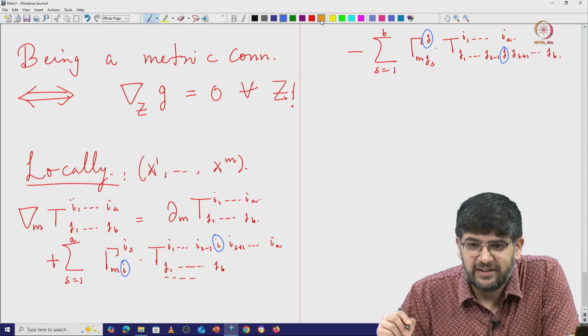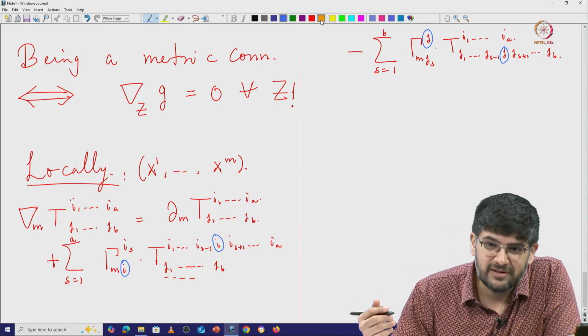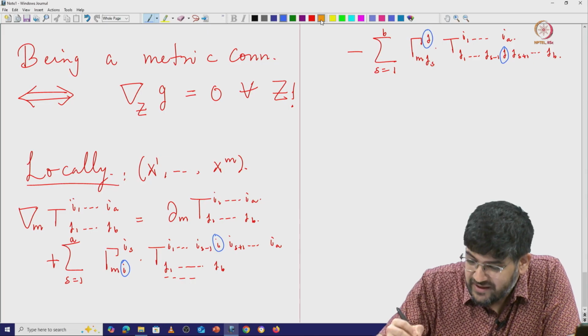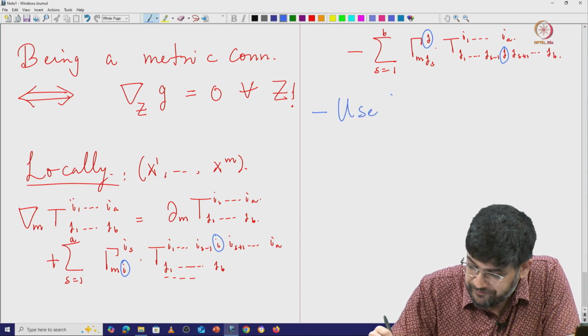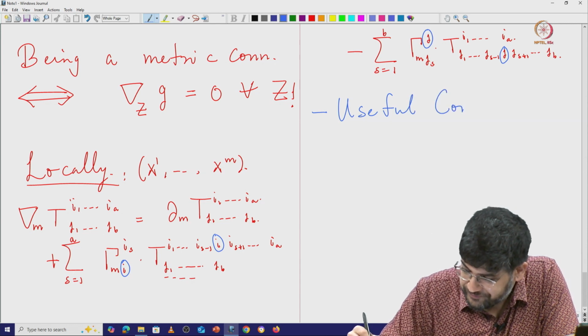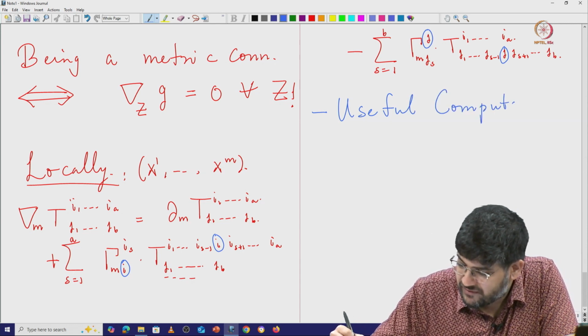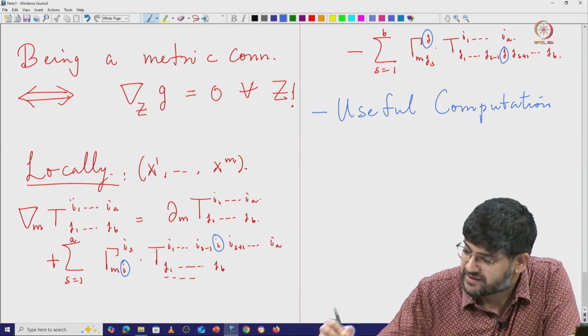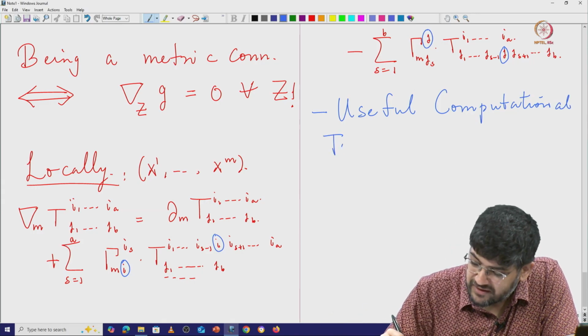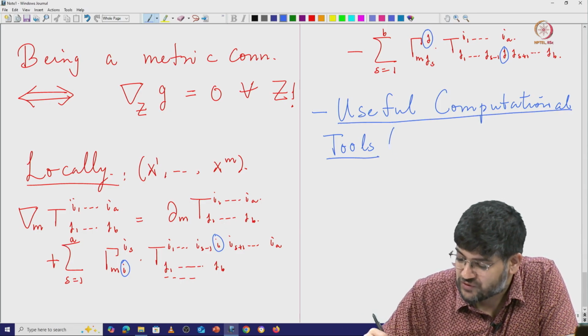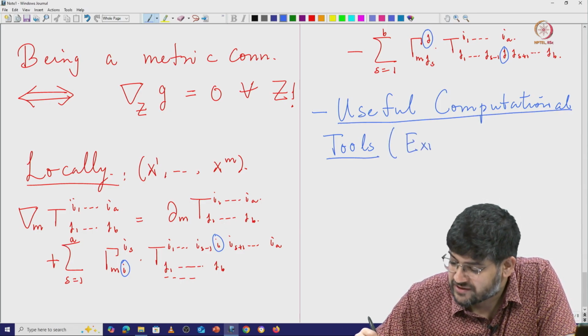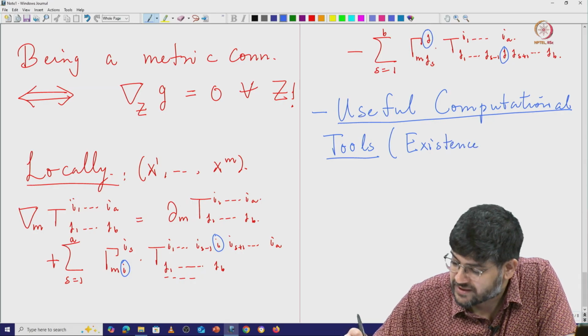Okay, so that's the complicated local expression of the covariant derivative of a tensor. Alright, so the final thing I want to say about connections is a useful computational tool. When we are doing calculations, this next proposition will be extremely useful. This is basically the existence of what are called normal coordinates.